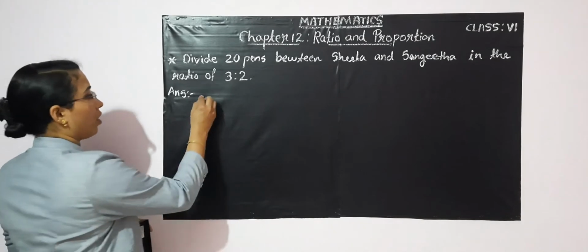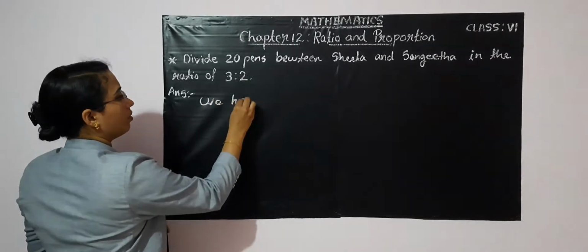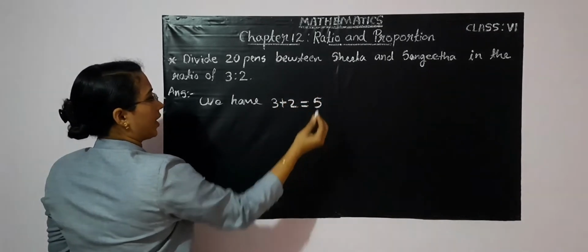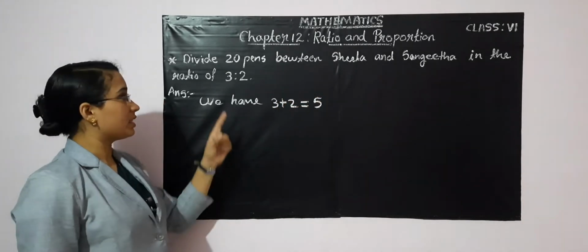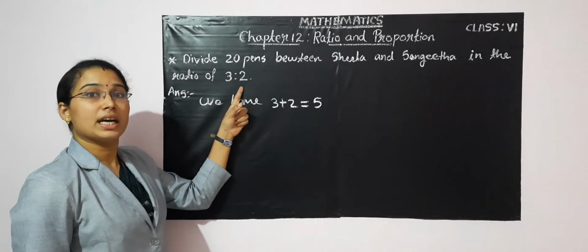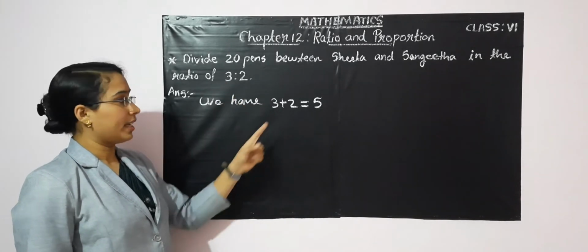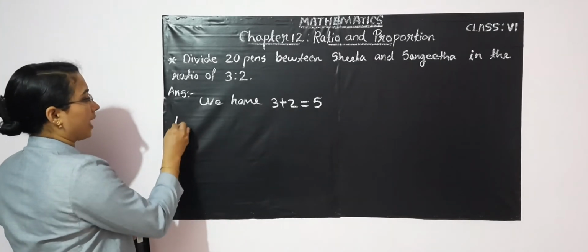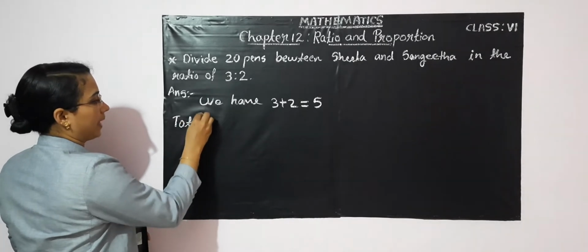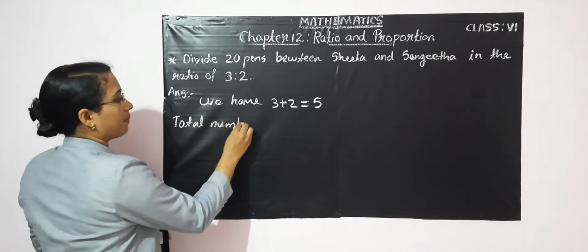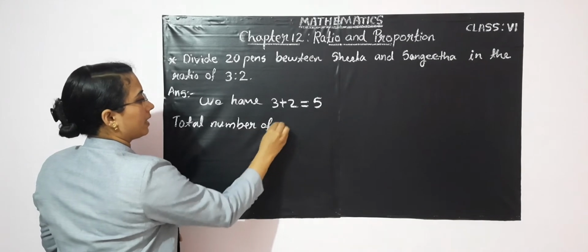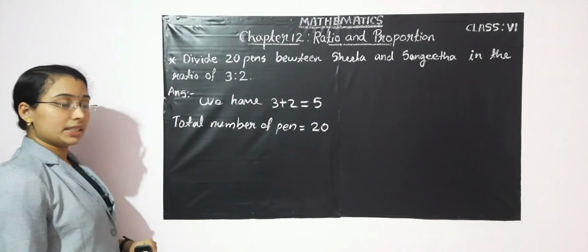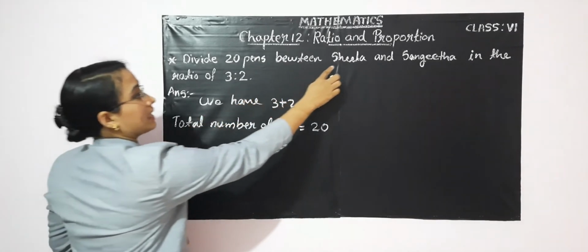So first we have 3 plus 2 equal to 5. In this type of question, first we need to find the sum of the digits in the given ratio. Here we have 3 plus 2 equal to 5. After that we want to write the total number of pens, which is also given in the question, that is 20.